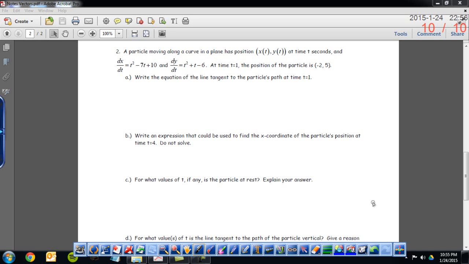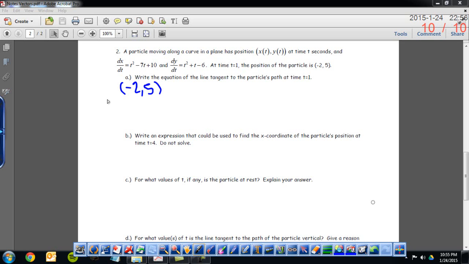All right, part A: write the equation of the line tangent to the particle's path at t equals 1. We've been writing equations of tangent lines for forever, it seems. So we know that the two things we need to write the equation of a line are a point, and at t equals 1, we were given that the particle is at the point negative 2 comma 5. So we already have that. And then all we need is the slope.